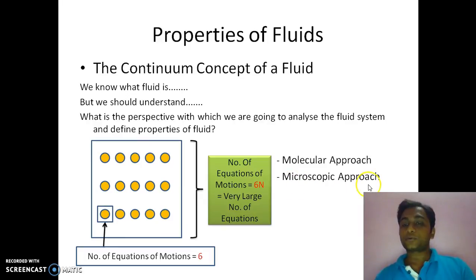The next kind of approach is known as the microscopic approach. What is the meaning of the microscopic approach? In the microscopic approach, we make groups of different molecules, and we study how these different groups are going to behave. So the behavior of different groups of molecules we study in the microscopic approach. This behavior will be a statistical average of their individual behaviors.